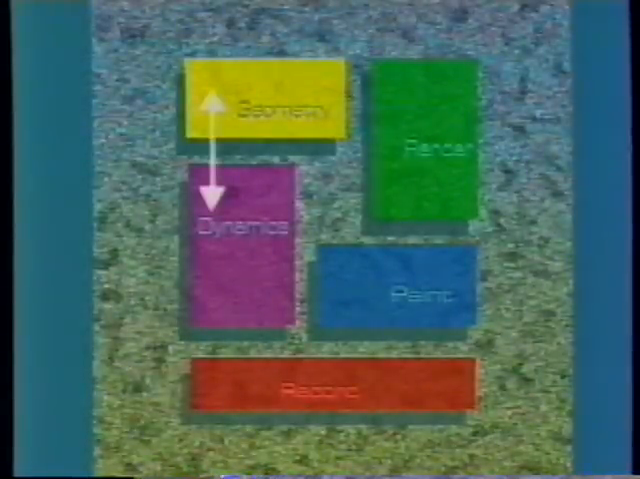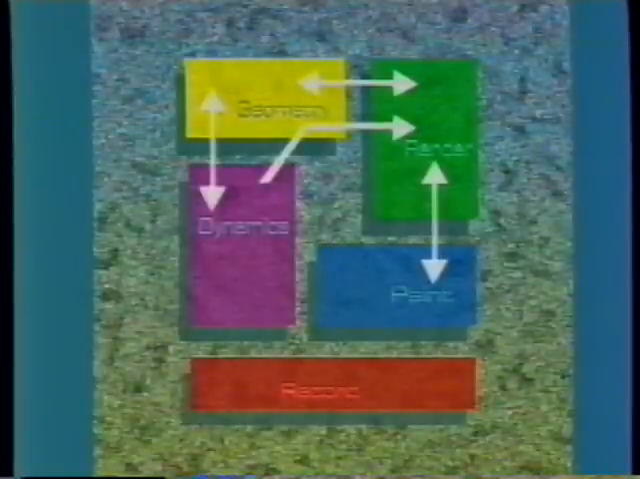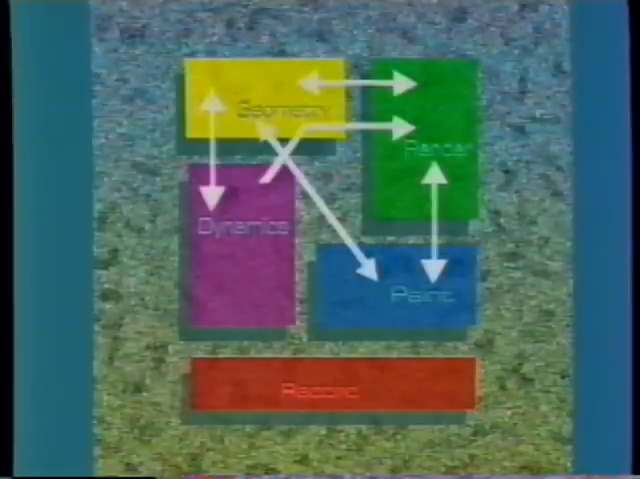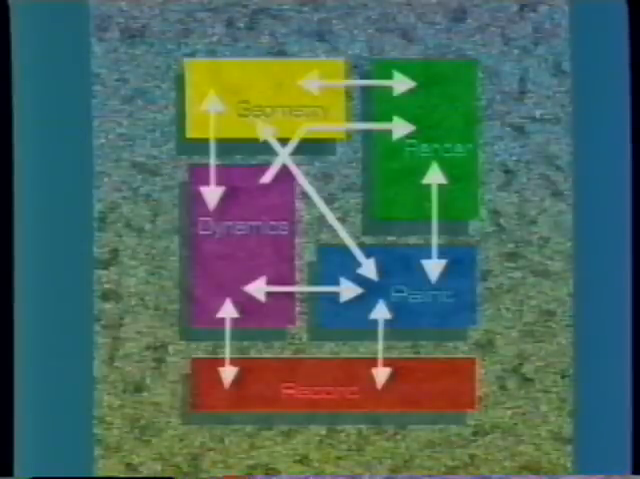The relationships stand like this. Geometry and Dynamics can talk to each other. Geometry can talk to Render. Geometry and Dynamics together can talk to Render. Render and Paint can talk to each other. Geometry and Paint can talk to each other. Dynamics and Paint can talk to each other. Dynamics and Record talk to each other. And Paint and Record talk to each other.